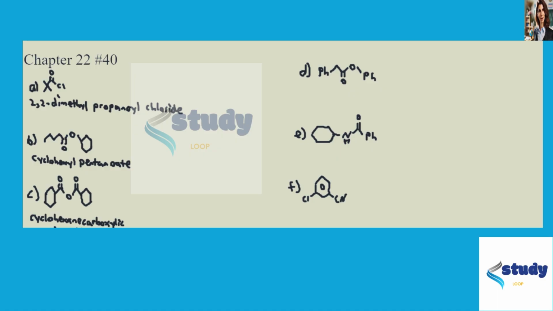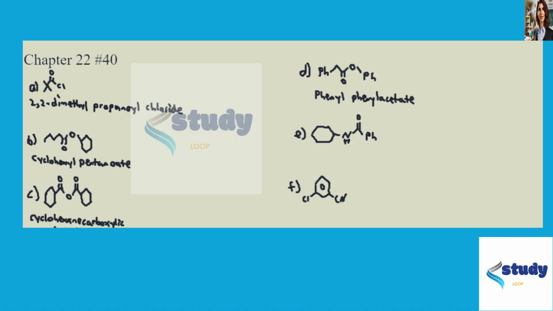So for D, we have another ester again. So just as we did for B, we will name it first by the group on the oxygen. So phenyl, and then by the rest of it. And the rest of it is an acetate. So it's going to be phenyl acetate. Phenyl acetate for D.